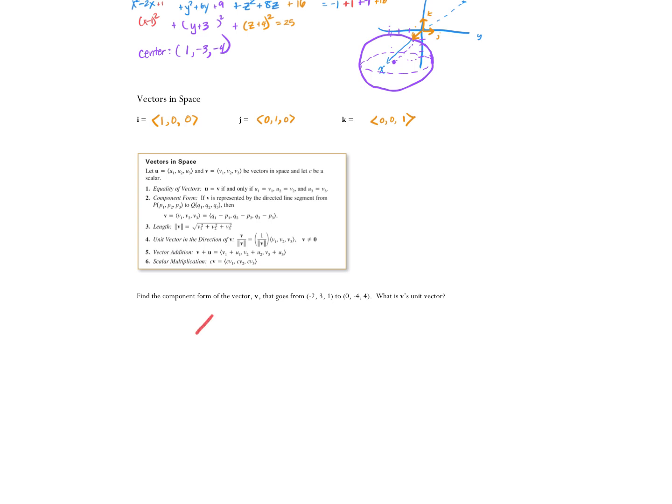So, you guys, what is the component for the first descriptor of our vectors? We're going from -2 to 0. So what's that first direction going to be? +2. What's the second one going to be? Going from 3 to -4, so going down by 7. And then going from 1 to 4: 3.